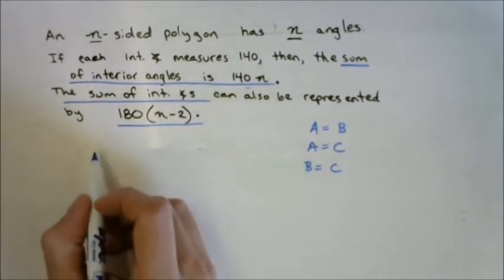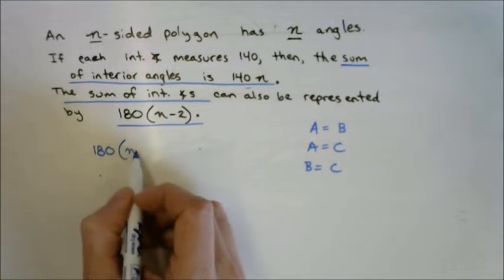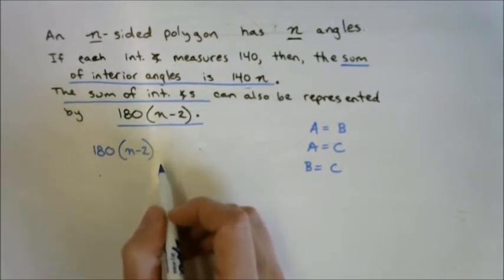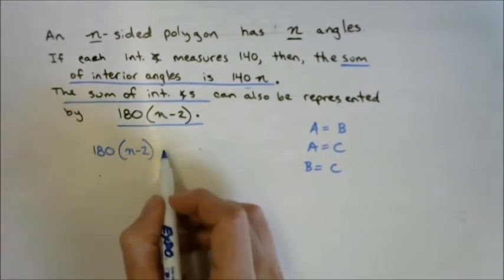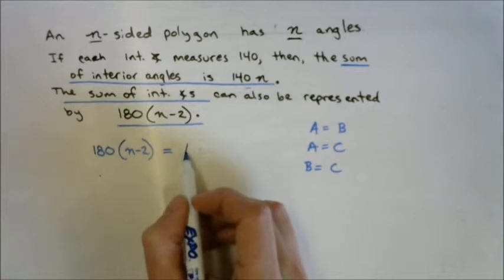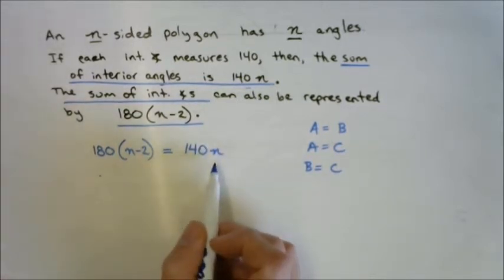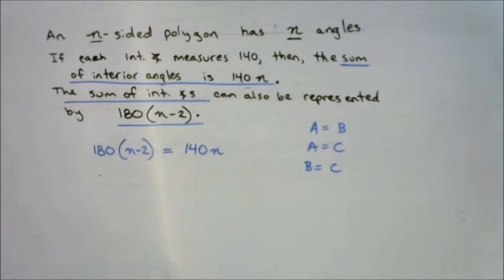So here we go. We have 180(n minus 2). That's our standard formula for finding the sum of interior angles in any polygon. So that's always going to be true. And in this case, we're told that the sum of interior angles is also 140 times n, because we knew that each angle is 140 degrees. Now all we need to do is perform some basic algebra.